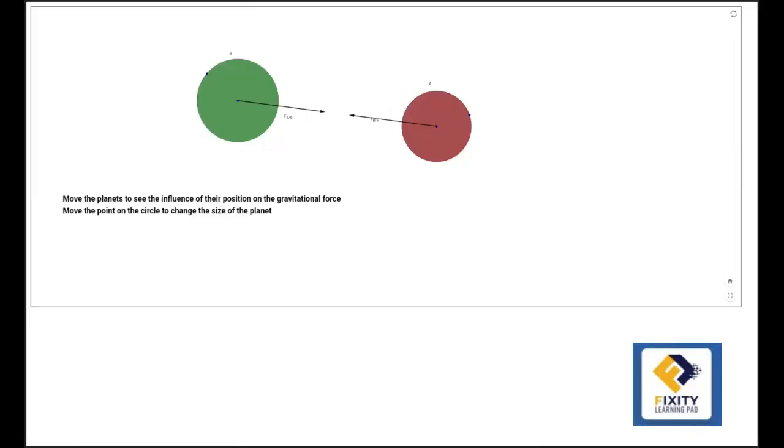Okay, so here we have two planets or two huge masses with us, object A and object B. Object A is the maroon one, which is on the right hand side, and object B is the green one on the left hand side. So here we have to move the planets to see the influence of their position on the gravitational force. Let us move the planets away from each other.